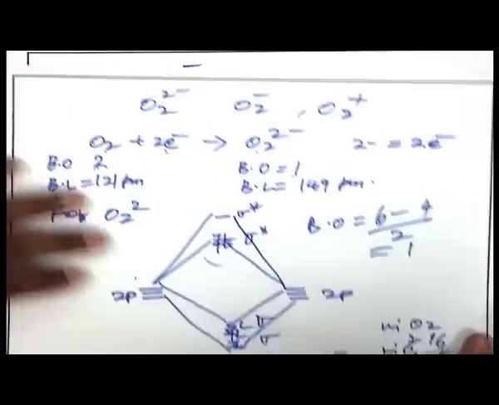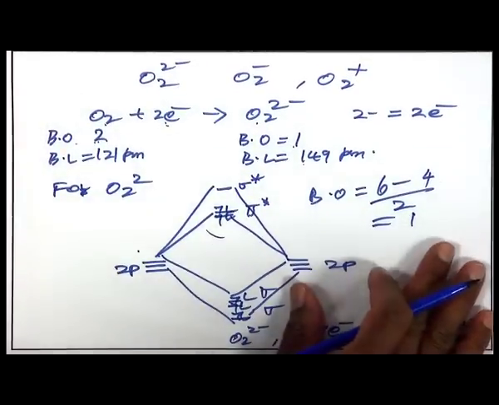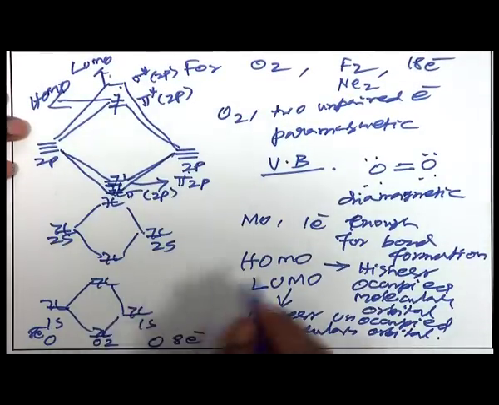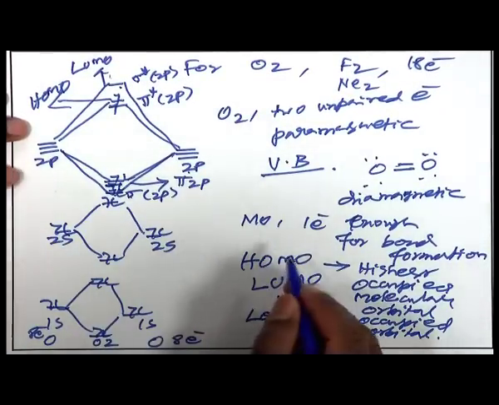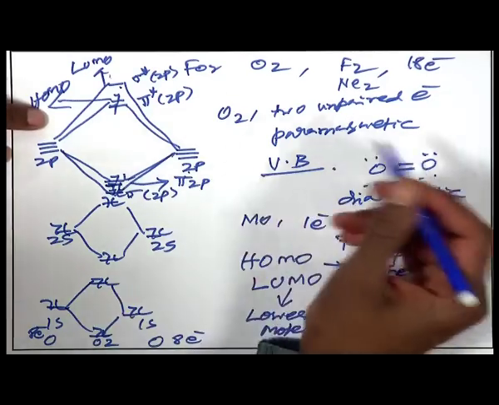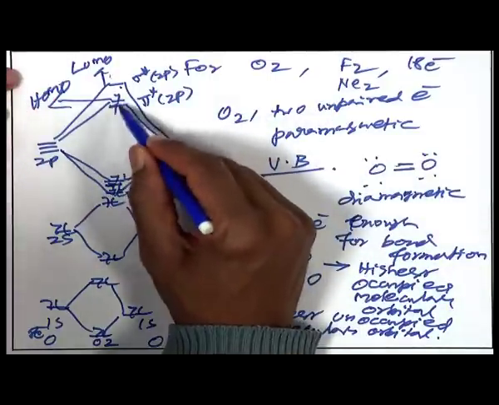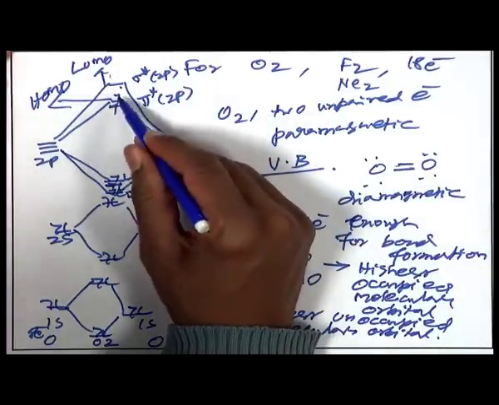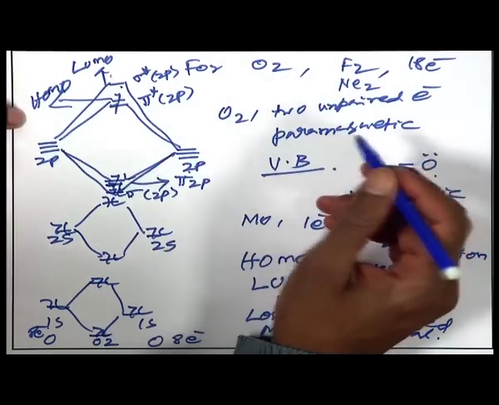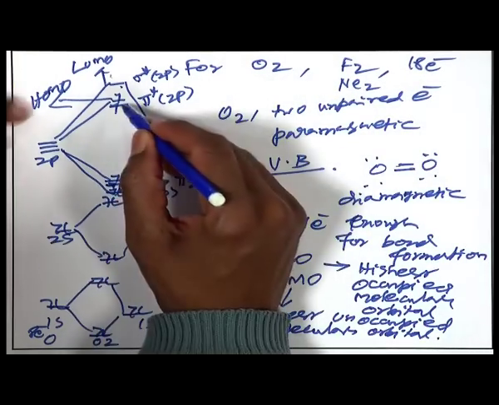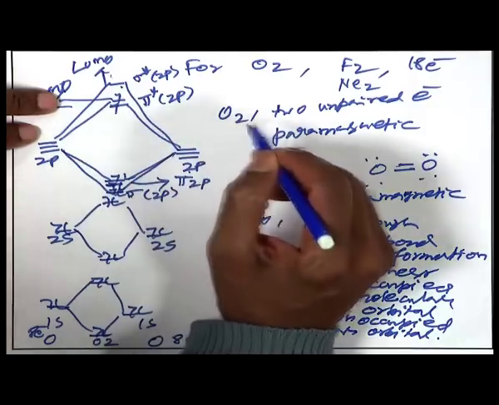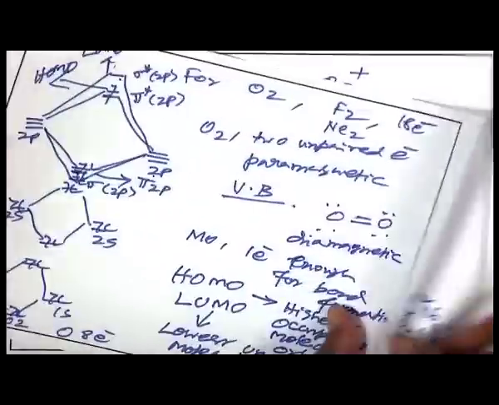Which electron will go away? The electron present in the highest energy level. So, if you want to make an O2 plus molecule, that means one electron is less compared to O2. Which electron will go away? Any one of these electrons, because they are degenerate, one of the electrons will go away. Now you can calculate the bond order, that is 6 minus 1, that is 5 by 2, so the bond order becomes 2.5.